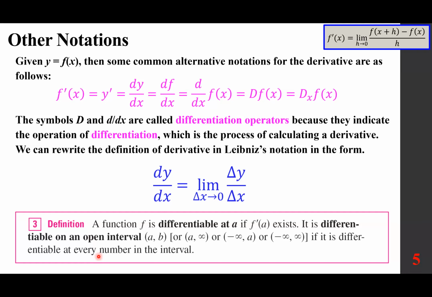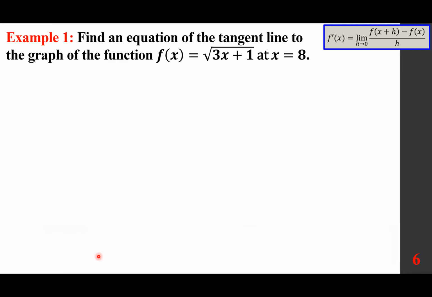All right, let's look at an example which we did previously, and that is finding a tangent line. How do you find the equation of a tangent line? You need two things. You need a point and you need the slope. And I'm going to get the slope first.